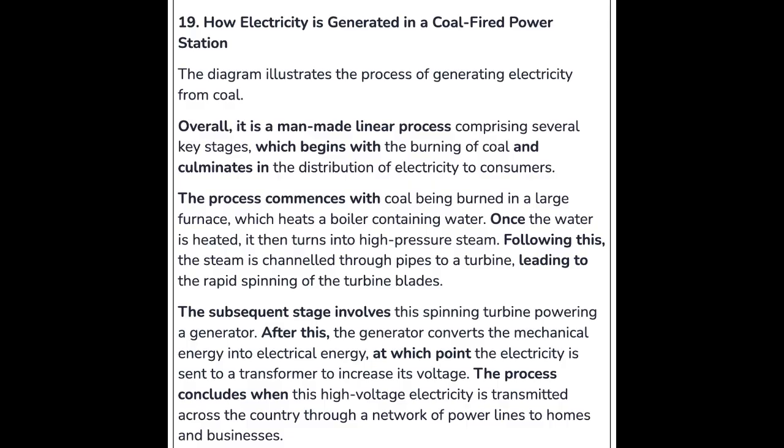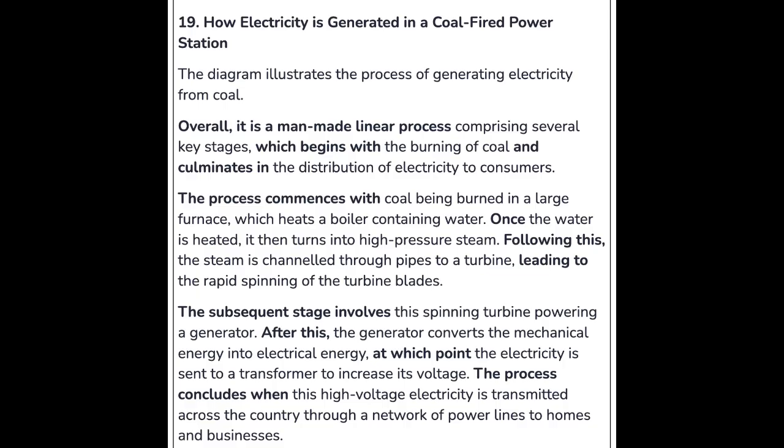The process commences with coal being burned in a large furnace, which heats a boiler containing water. Once the water is heated, it then turns into high-pressure steam. Following this, the steam is channeled through pipes to a turbine, leading to the rapid spinning of the turbine blades. The subsequent stage involves the spinning turbine powering a generator.